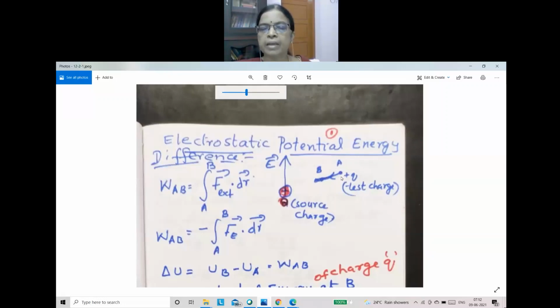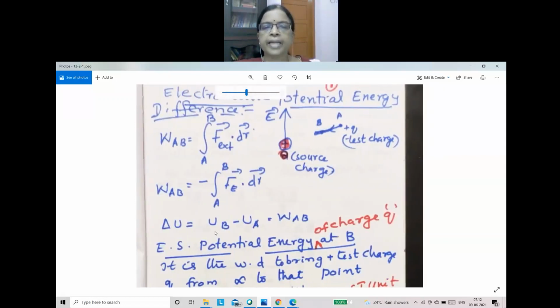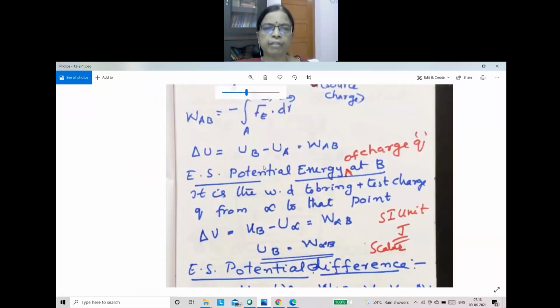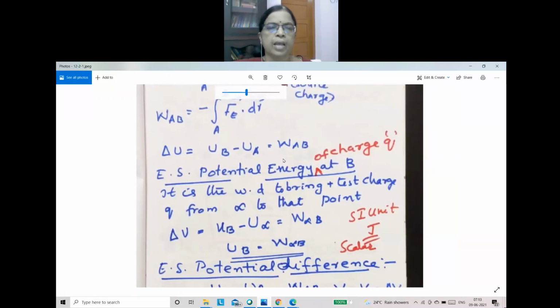So there will be an energy difference. The potential energy at B is greater than the potential energy at A. That means there is a potential energy difference, written as UB minus UA. UB is greater. UB minus UA is the work done to take the test charge from A to B. So the potential energy difference, UB minus UA, is equal to the work done to take the test charge from A to B. That is the definition of potential energy difference.